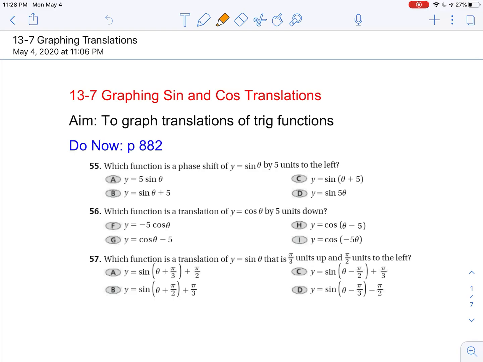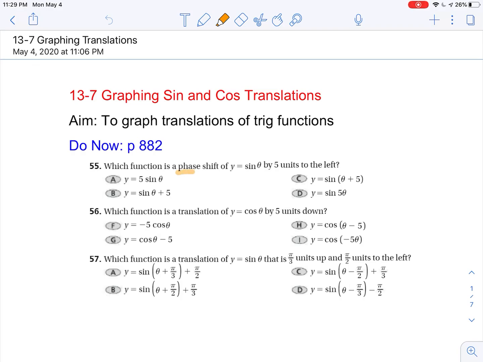Hey guys, we're going to be continuing with 13-7, graphing translations, okay? So everything that we talked about in our first set of videos for 13-7, we are actually going to implement by drawing the graphs themselves. So to start off, I'm going to ask that you take a look at these three multiple choice questions that are on page 882 to review the rules.